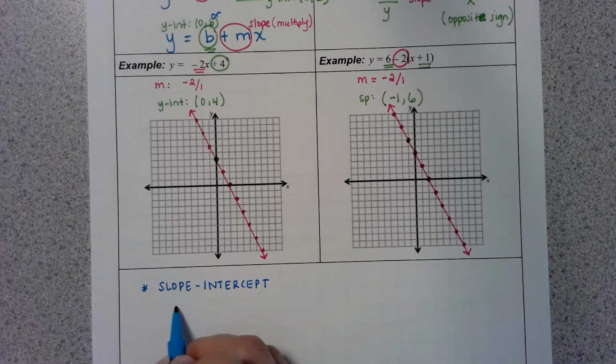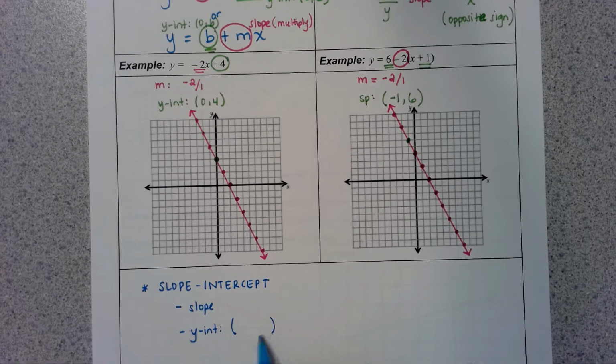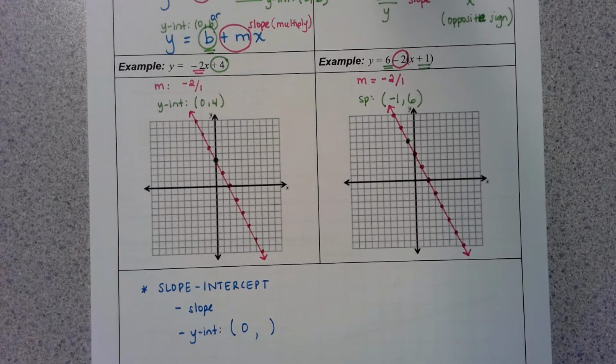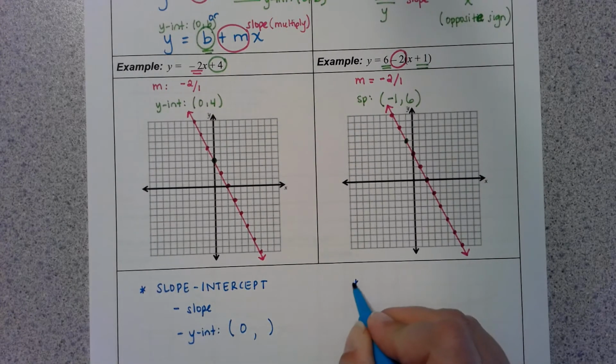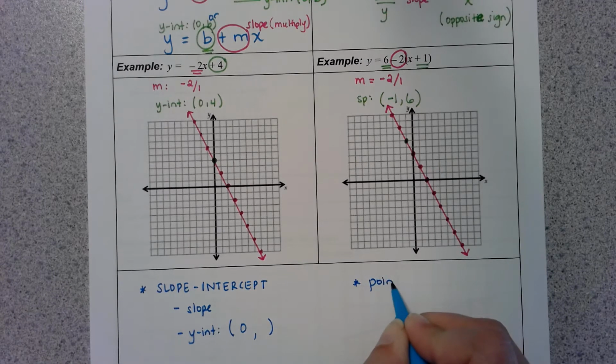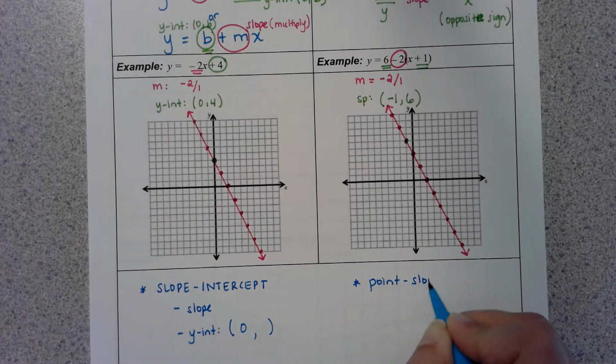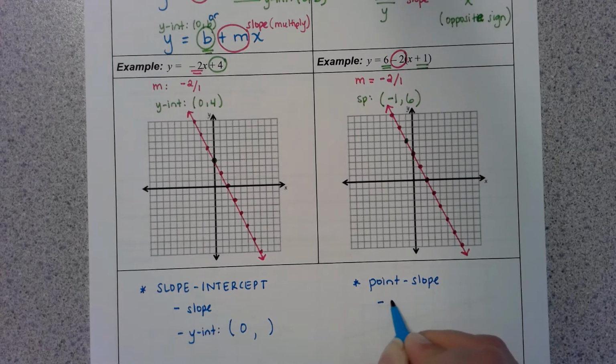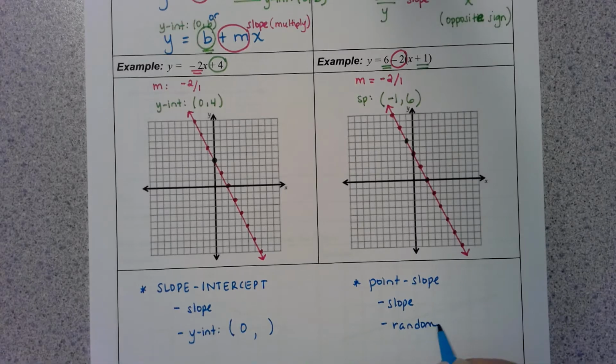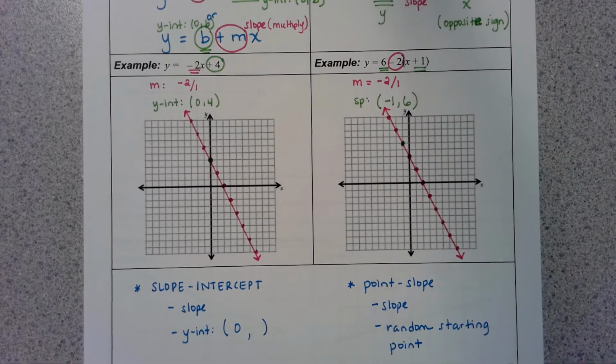you are always going to be able to figure out the slope and the y-intercept, which means in your ordered pair, your starting point, the x will always be 0. For point-slope form, it's going to be a slope and a random starting point. Which means it's not going to be a y-intercept on the graph.